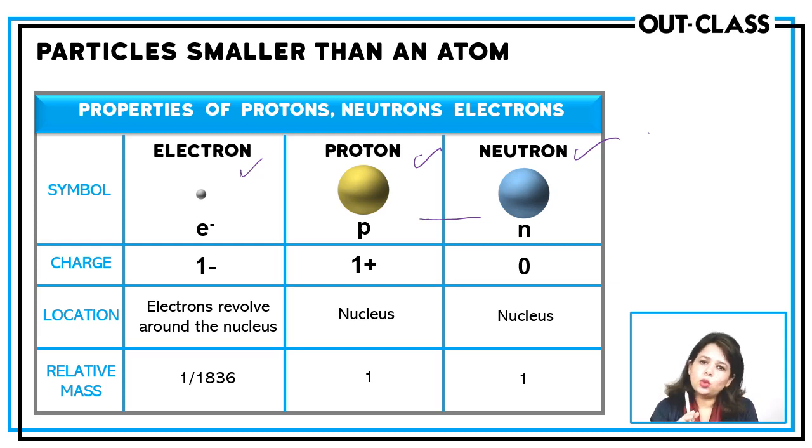Proton mass is 1. Neutron is approximately equal to proton, so it's also 1. So these are not 1 gram, as you all know. These are atomic mass units. So the mass of an electron is negligible as compared to the mass of the proton and neutron. That's why when we calculate the mass of an atom, we don't count electrons. We just count protons and neutrons for the mass number. Okay.